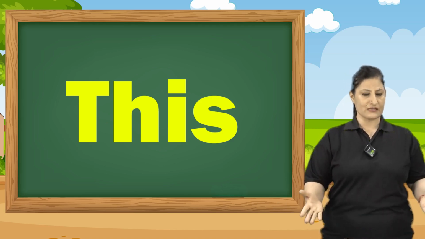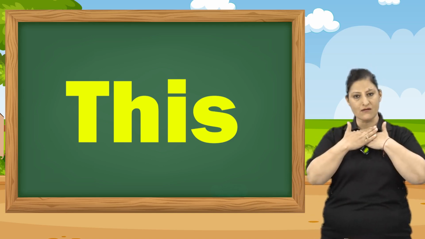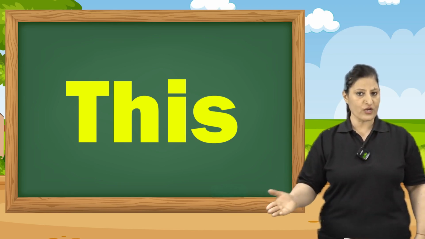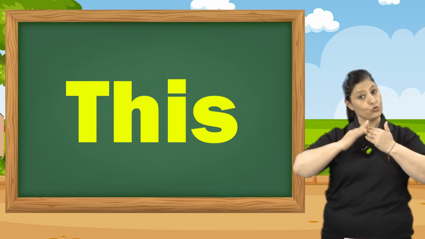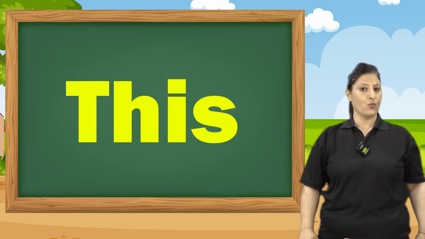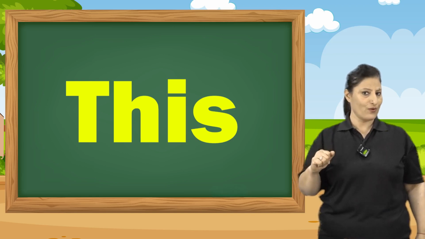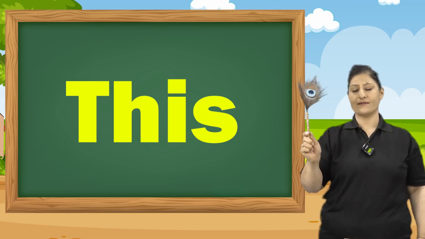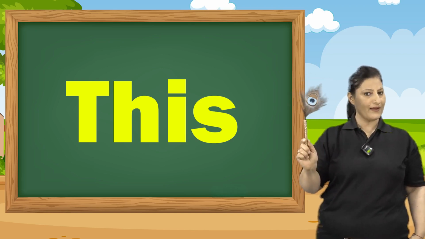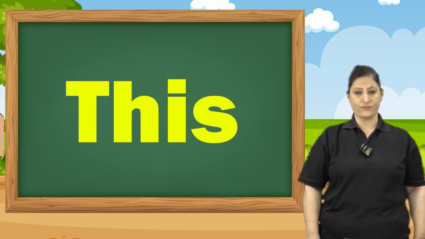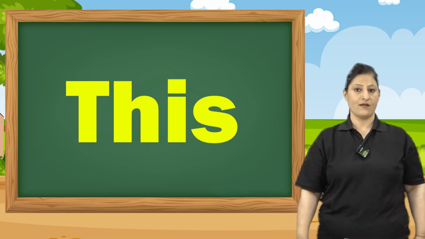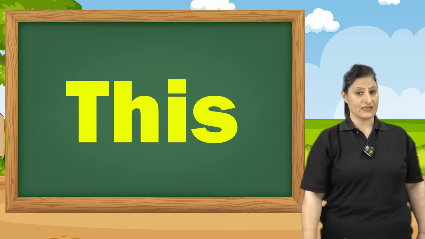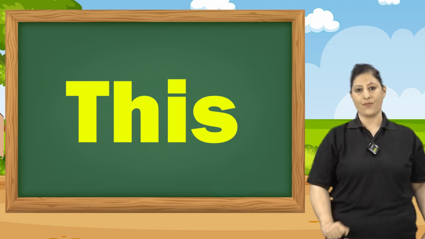We use this when the object is near, हमारे पास होता है, and when the object is far, हमसे दूर होता है, we use the word that. Like, this is a pen. Now, this object has gone far from us. We will say, that is a pen.